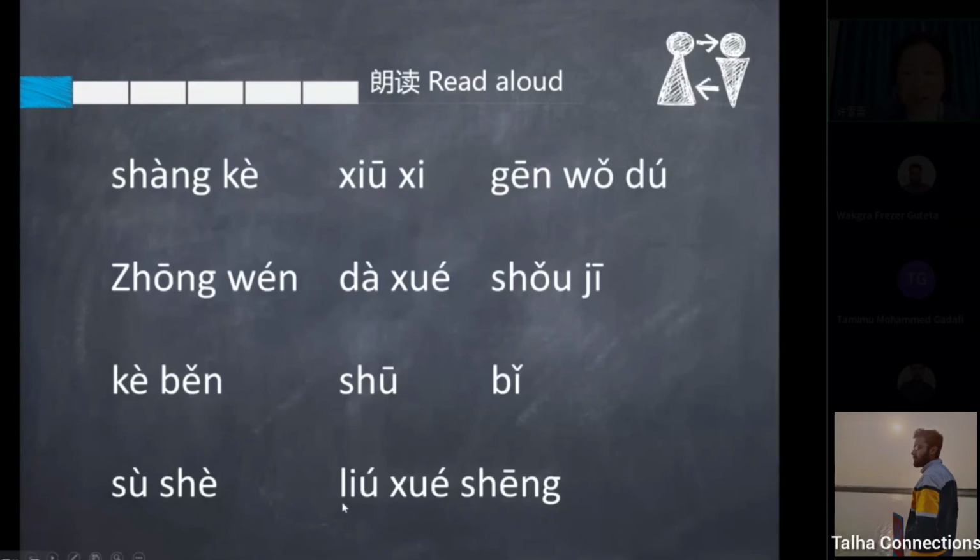Okay, the last one. 留学生. 留学生 is overseas or international students. You are 留学生.